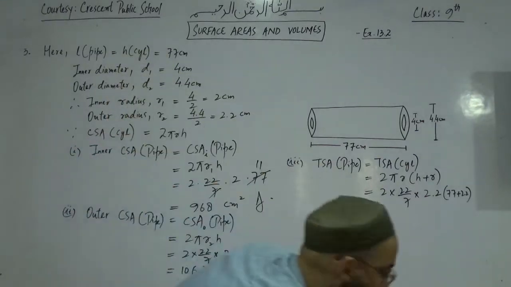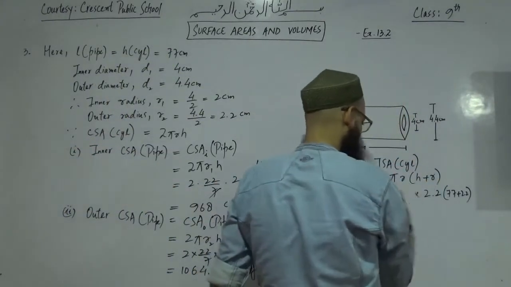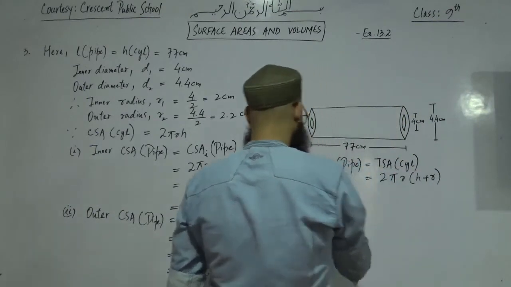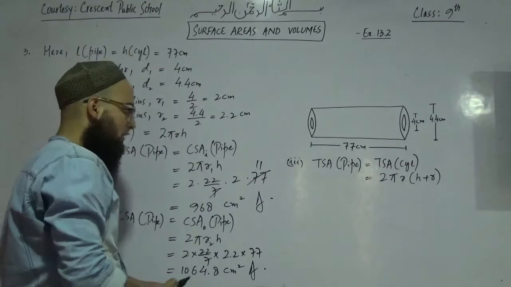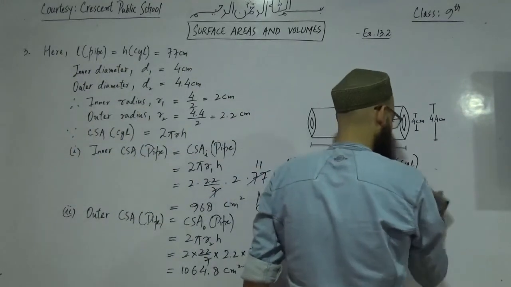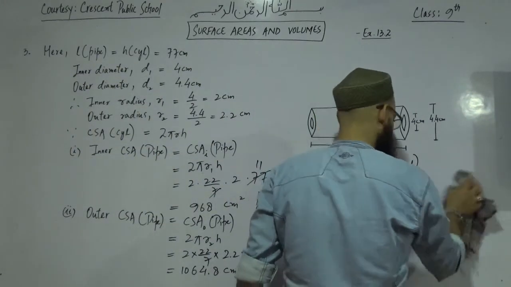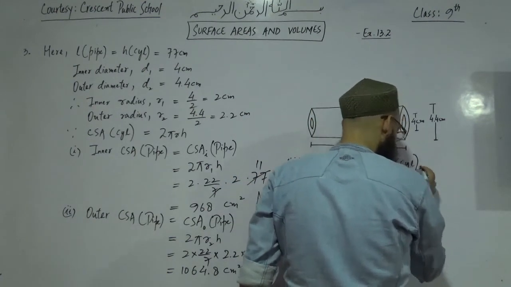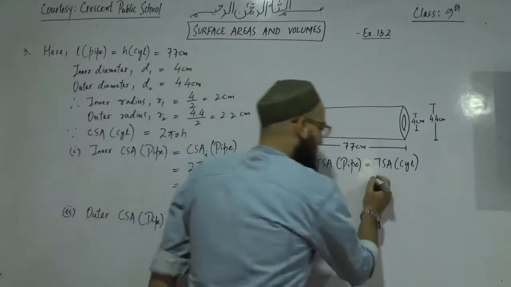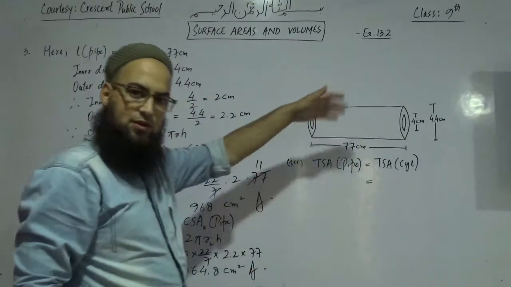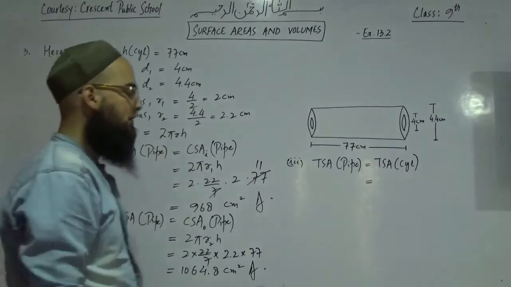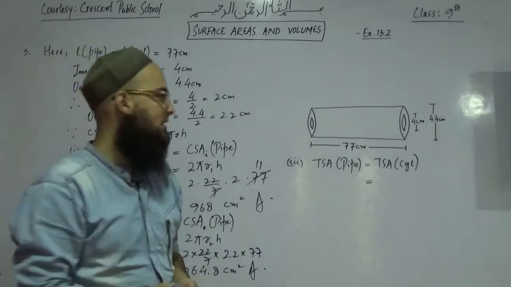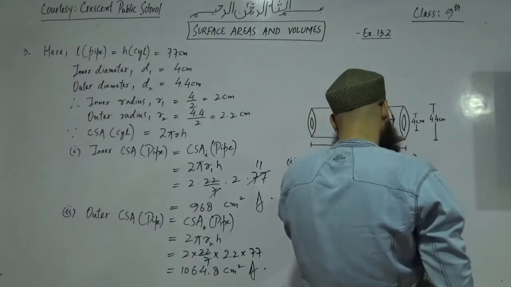Sorry, we missed one thing here. Either you can do one thing, you can go easily like this, see what we can do. We can go like this. When you are about to find the total surface area of the cylinder, that is inner curved surface area plus outer curved surface area.